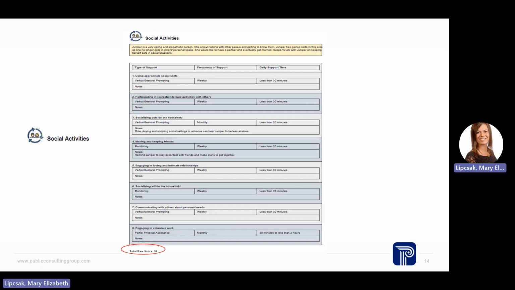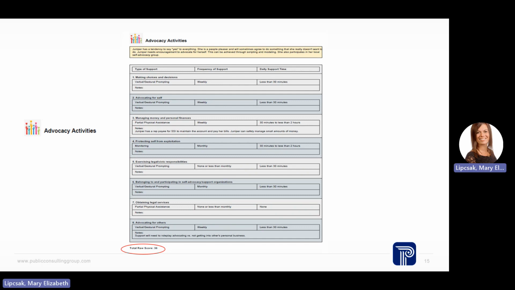For social activities, for the type of support, frequency of support, and daily support time, Juniper's raw score was 38 points. And lastly, for Juniper's advocacy activities, her type of support, the frequency of support, and daily support time, the total raw score was 36.